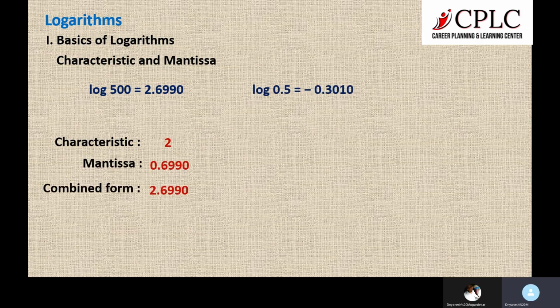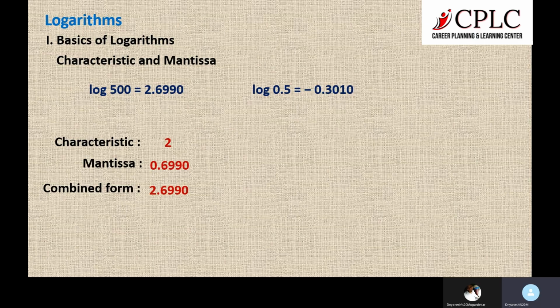Similarly, suppose there is a negative number. Sometimes what might happen is you take a log of a certain value and it turns out to be negative, which is log of 0.5, which is minus 0.3010. In this case, obviously you cannot say that the characteristic is minus 0, because that is an incorrect way of representation. So always remember, whenever you go on a negative side, you always increase it by 1.